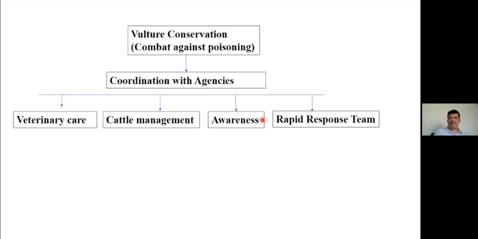Then we need a rapid response team. Who will be in the rapid response team? Us, our general citizens. That's why we should start with a concept like community-based vulture conservation or citizen-based vulture conservation work.